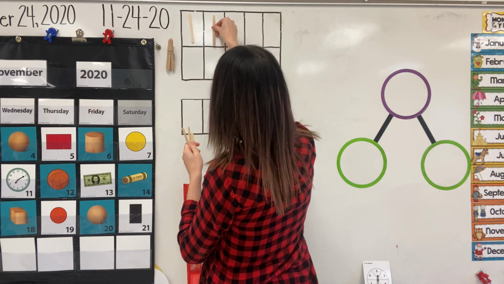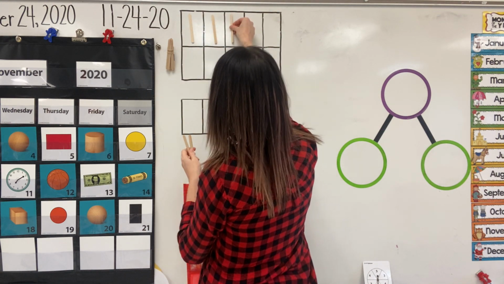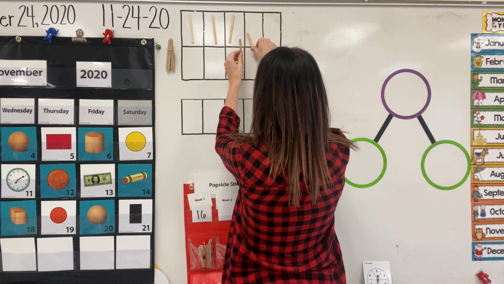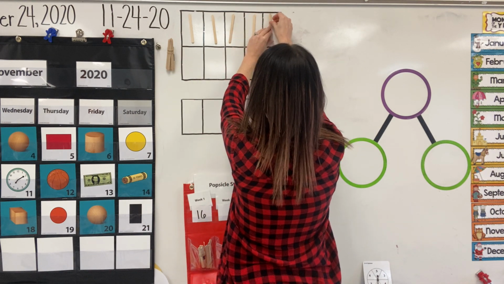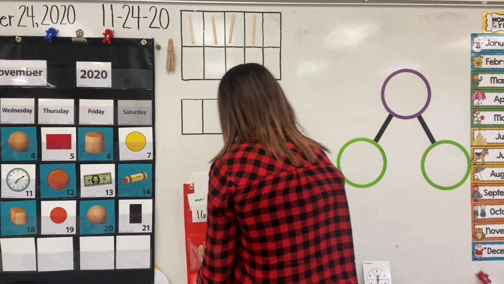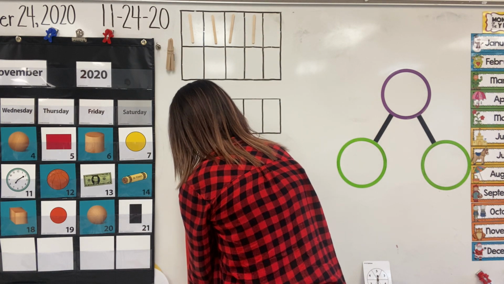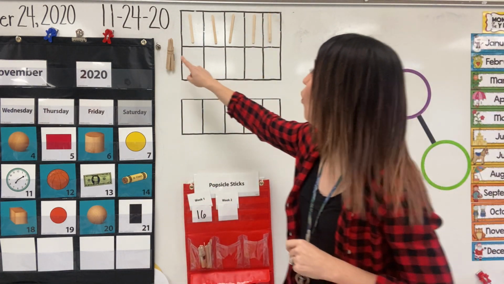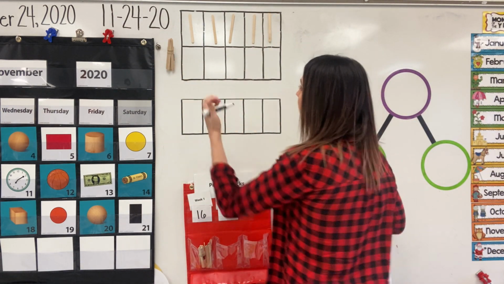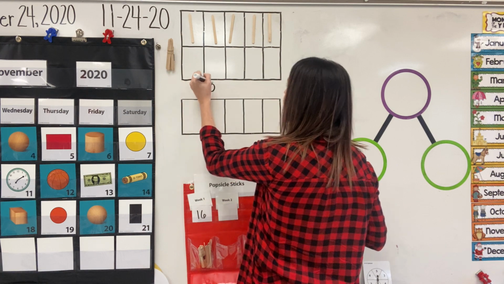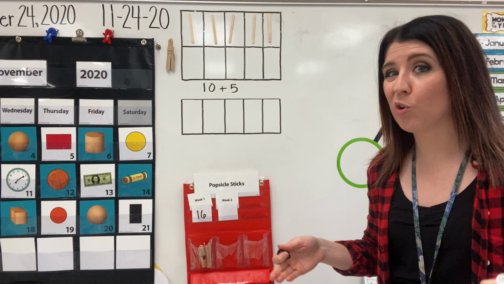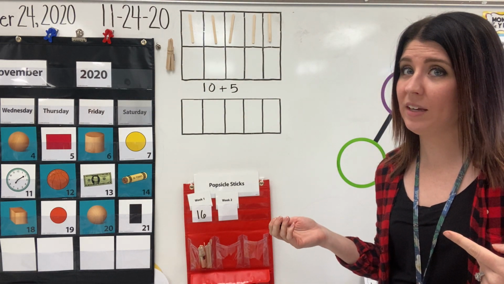1, 2, 3, 4, 5. That one is not wanting to stay. Let's use a different one. Here we go. Okay, so I see that we have one group of 10. And then we have 5 extras. Any ideas what a group of 10 and 5 extras would be?